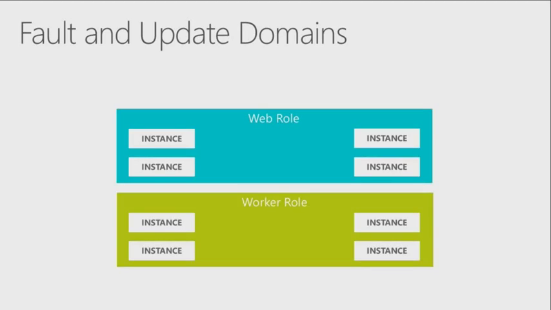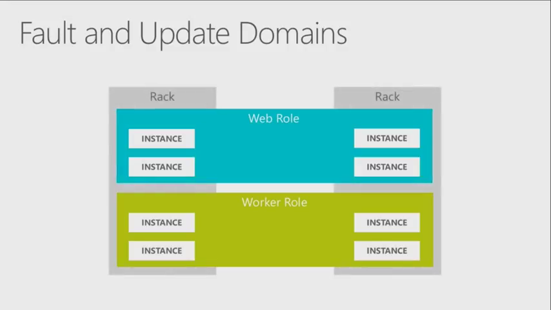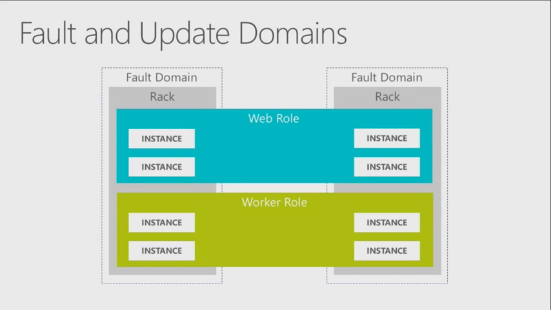So if we have a picture of this, and this is introducing a concept around web and worker roles, but the concept applies the same for virtual machines. We basically have 2 separate racks. We deploy 2 virtual machines between them, and a single failure won't take those both down.